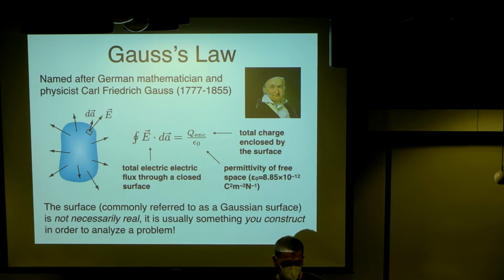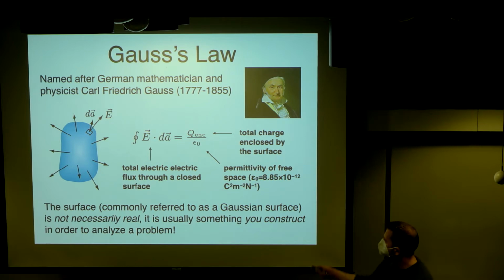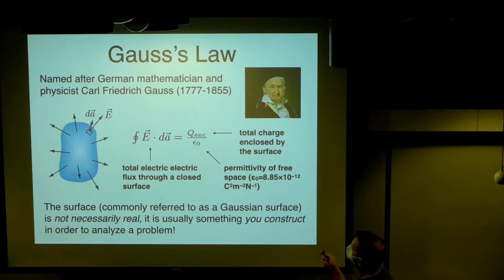And epsilon naught is a constant that we've seen before. If you recall, we saw this in the previous chapter. Let me just remind you what the value is. Epsilon naught is 8.85 times 10 to the minus 12. It has this kind of weird unit of coulombs squared per meter squared per Newton. And it's called the permittivity of free space. That's the name we give to this constant. Okay? So this is a mathematical equation developed by a German mathematician and physicist, shown here, Carl Friedrich Gauss.